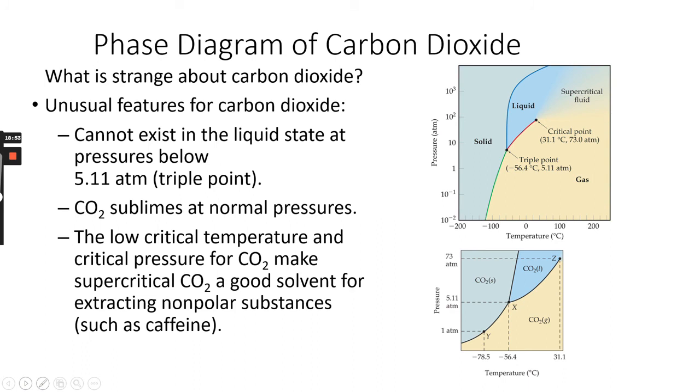Here's the phase diagram for carbon dioxide. What is so strange about this diagram? Well, look at the triple point. It's at 5 atmospheres. Okay, and liquid is above that. So you can't have liquid carbon dioxide below 5 atmospheres. Remember, our pressure is 1 atmosphere. So at 1 atmosphere, you're down here. Depending on the temperature, you're either a solid or a gas. There's no liquid.